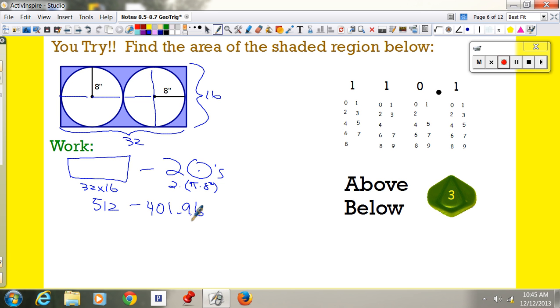And if you subtract 512 minus 401.96, that's where you get the 110 point, that's actually 9.4. So this is like a 9.4. It rounds off to 110.1, which is what we got up here at the top. Okay, so there is the shaded region, shaded part.